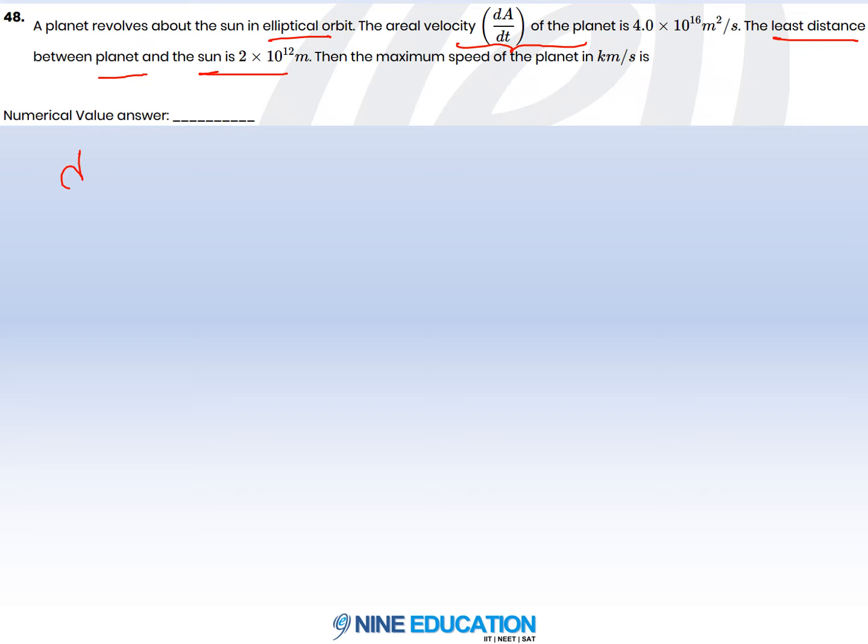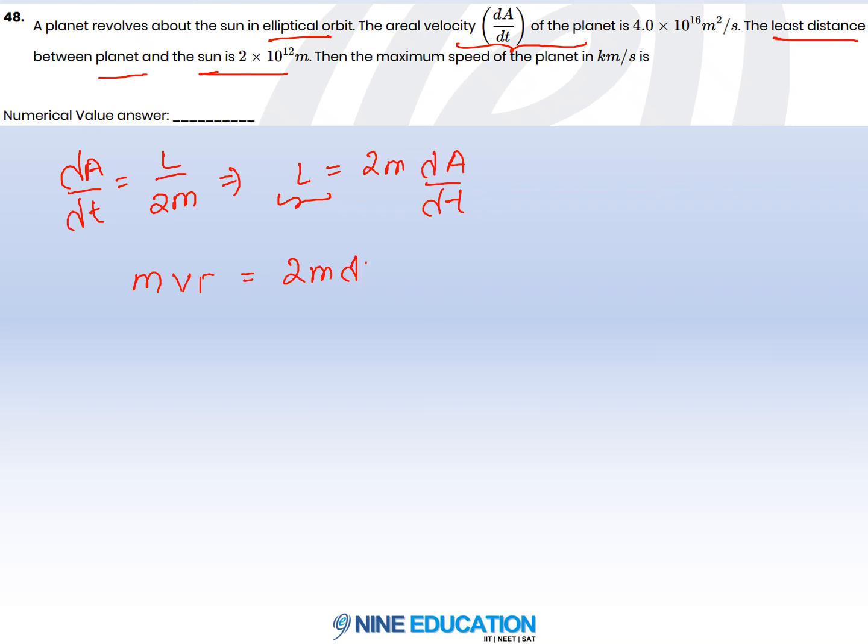And also we know dA by dt, areal velocity, is L by 2m. So from here what we can write? L is 2m into dA by dt. What is L? L is angular momentum, and at the minimum distance, angular momentum mvr equals 2m dA by dt. So m will cancel out, v becomes 2 dA by dt upon r.